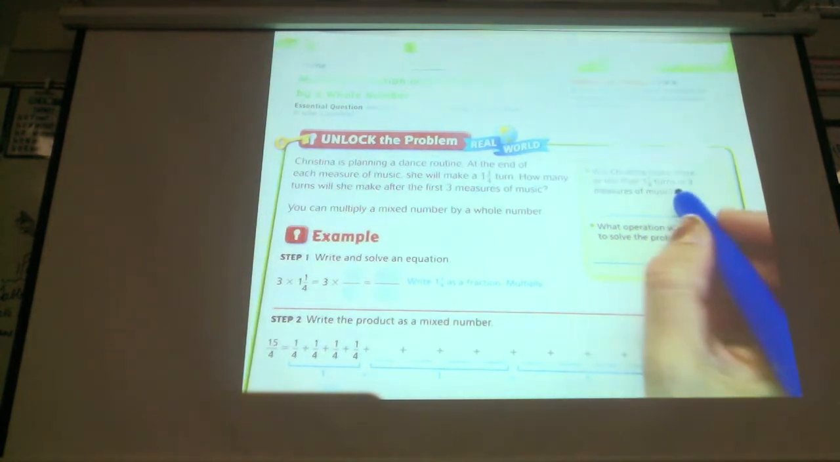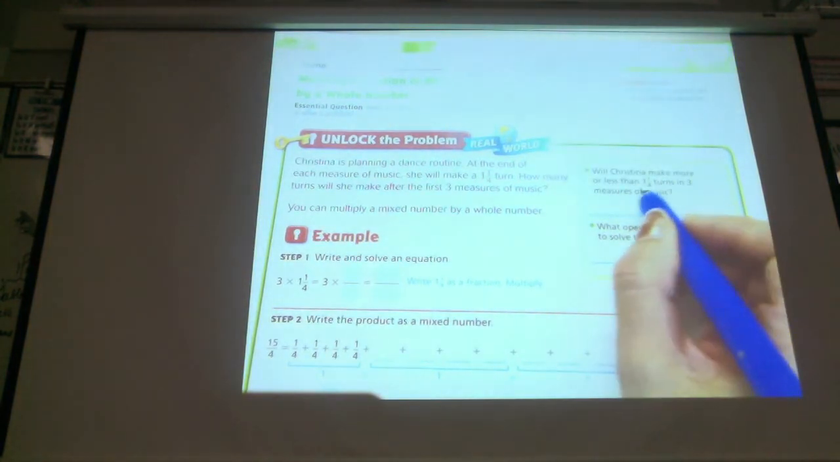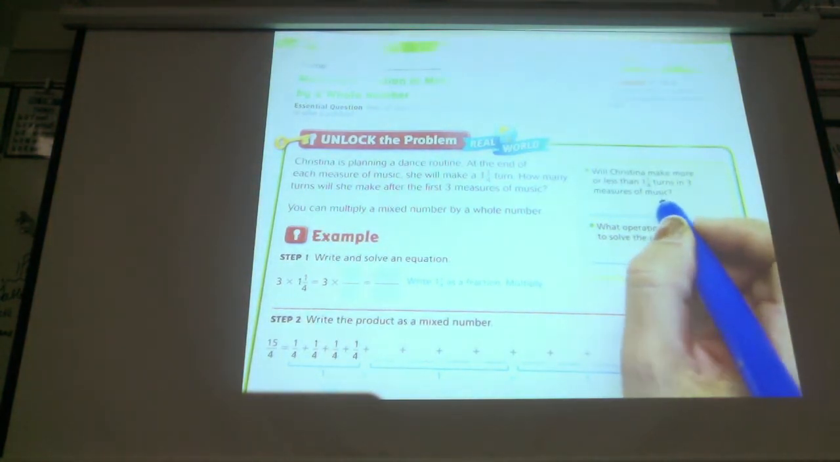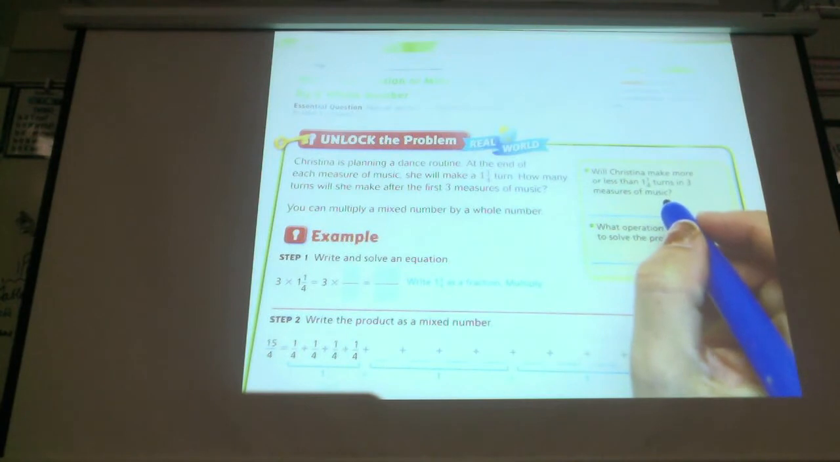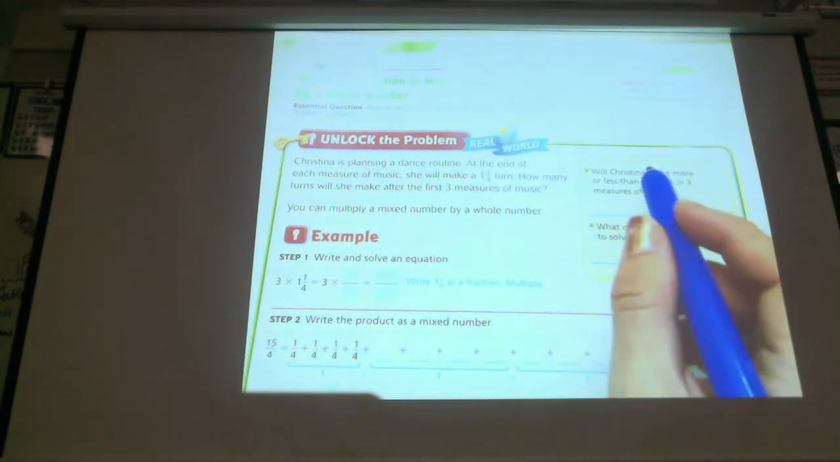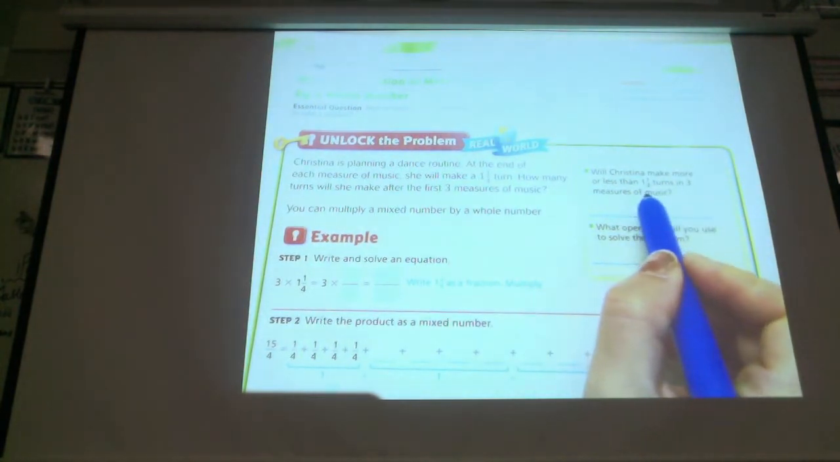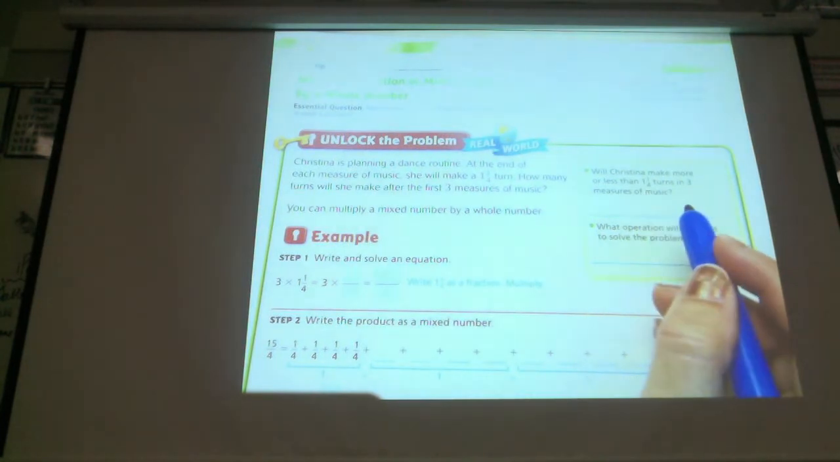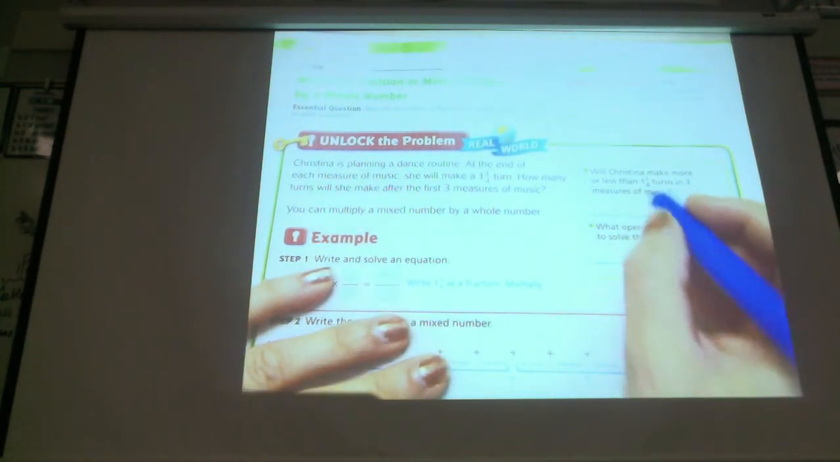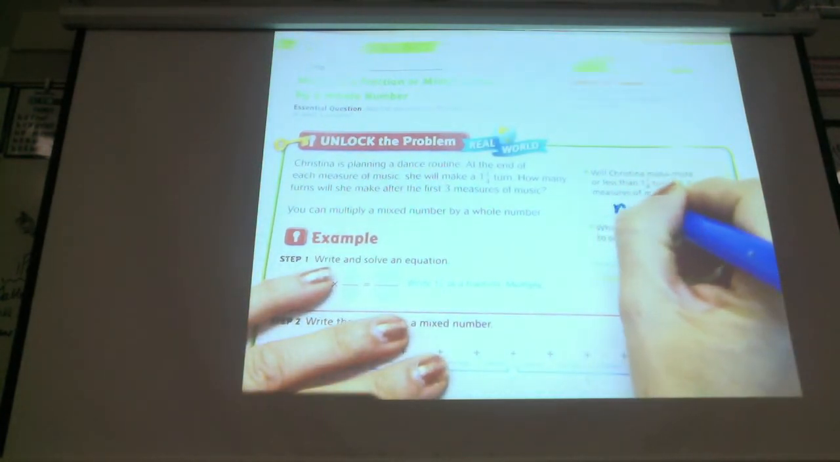Okay. Will Christina make more or less than 1 1/4 turn in 3 measures of music? So she's going to do it after each measure. She's going to do 3 measures. Will she end up with more or less than 1 1/4 turn? Okay, what do you guys think? More or less? More. And here's why I can tell.